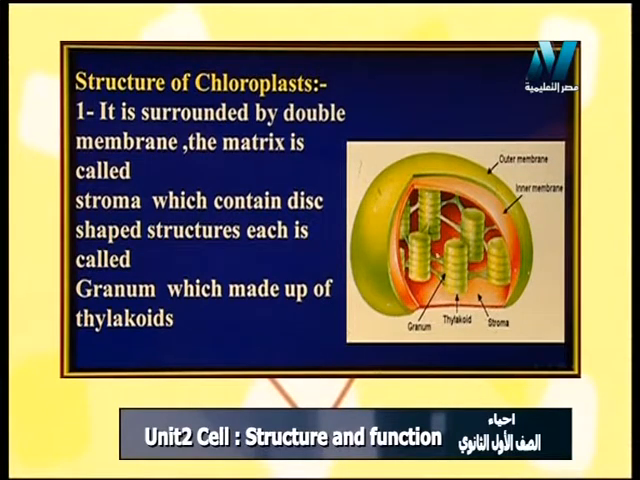The matrix is called stroma, which contains disc-shaped structures. Each is called granum, which is made of thylakoids. اللي عندنا الستراكشر بتاع الكلوروبلاست ده two membranes or double membrane, but the matrix is called stroma. The stroma contains grana. The unit of grana, each is called granum, but each granum consists of discs, which are called thylakoids. The grana contain chlorophyll that carries out the photosynthesis process.